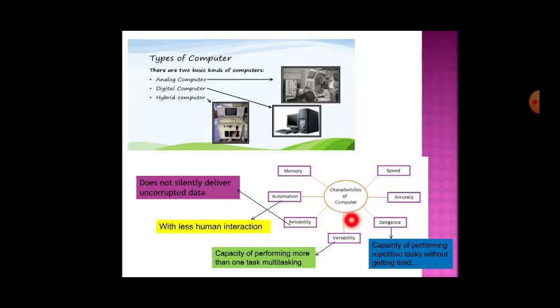Next is versatility. That is the capacity of performing more than one task, that is your multitasking. Then reliability is nothing but it does not silently deliver corrupted data. So you can just rely on it. If there is corrupted data, it will tell you the data is corrupted, so I can't take this. It does not silently deliver. So you can trust the computer. Then automation, with less human interaction.